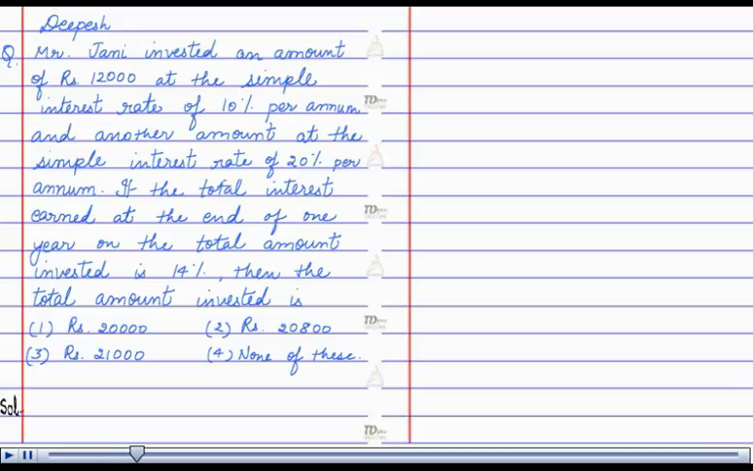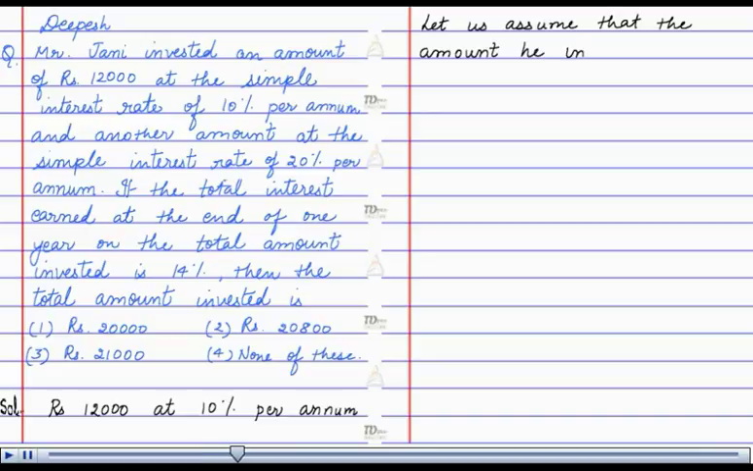It is given in the question that Mr. Jani invested rupees 12,000 at the simple interest rate of 10% per annum and some other amount at the simple interest rate of 20% per annum. Let us assume that the amount that he invested at 20% per annum be rupees P.